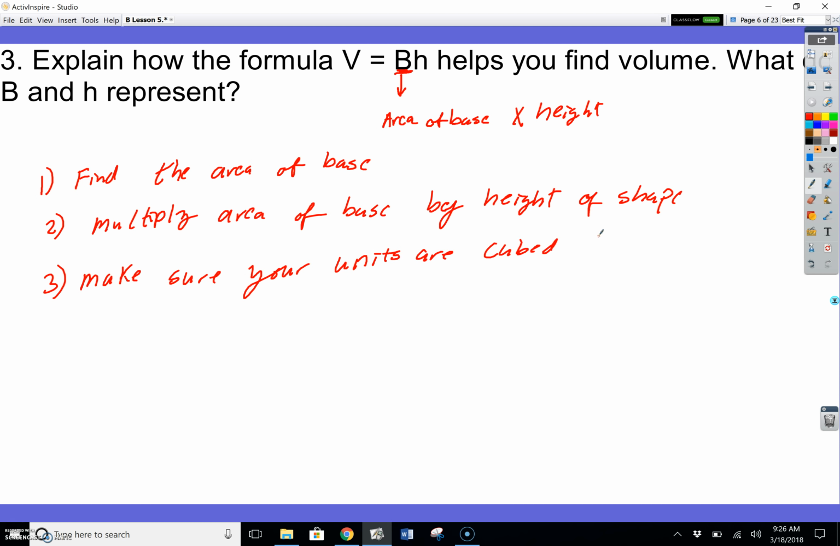What do I mean by that? That means if you get a final answer of 15 centimeters, you want to make sure there's a cube on the centimeters. We're dealing with 3D objects, and that 3 makes it clear it's 3D. Similarly, if you get an answer of 14 inches cubed, make sure you put the exponent 3 on inches. Remember, we are dealing with 3D objects, therefore we need a cube for our units.